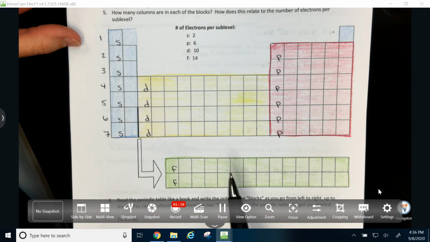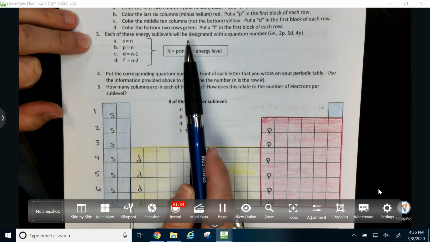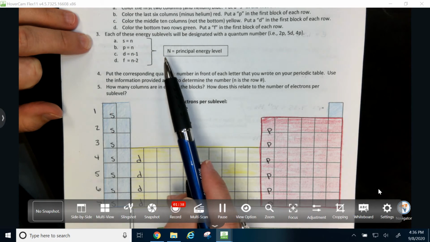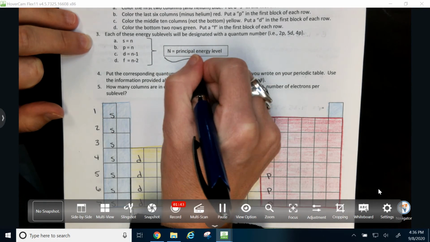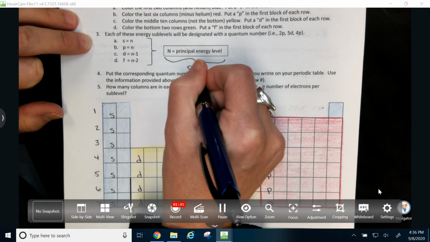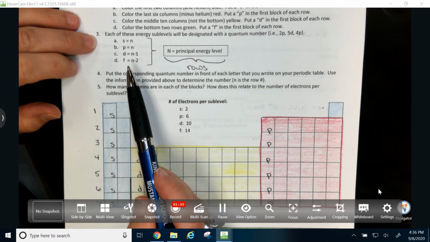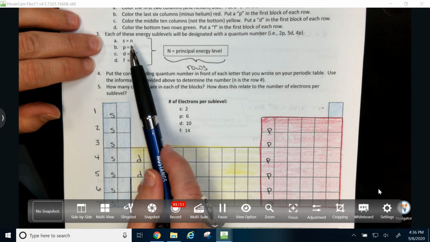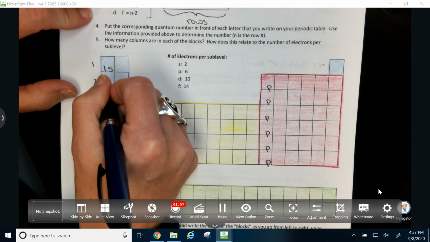Now number 3 says, each of these energy sublevels will be designated with a quantum number. First off, N is the principal energy level. These are the rows. Okay, so N is the row. So it says that the number that's going to go with S is the same as the N, same as the row. So in front of the S, I'm going to put the row.